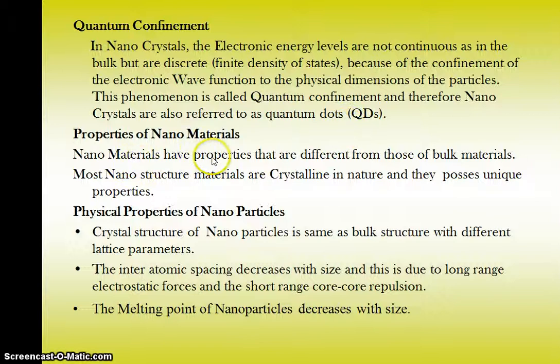Properties of nanomaterials. Nanomaterials have properties that are different from those of bulk materials. Most nanoparticle materials are crystalline in nature and they possess unique properties. First, physical properties. The crystal structure of nanoparticles is the same as the bulk structure with different lattice parameters. The interatomic spacing decreases with size, and this is due to long-range electrostatic forces and short-range core-core repulsion. The melting point of nanoparticles decreases with size.